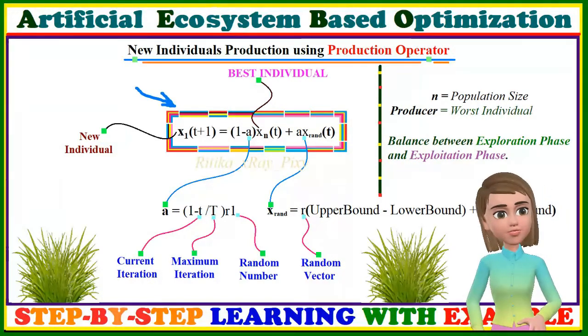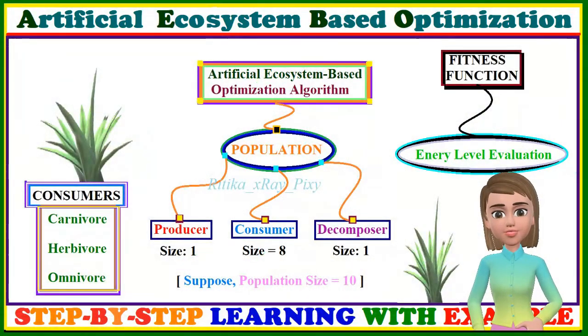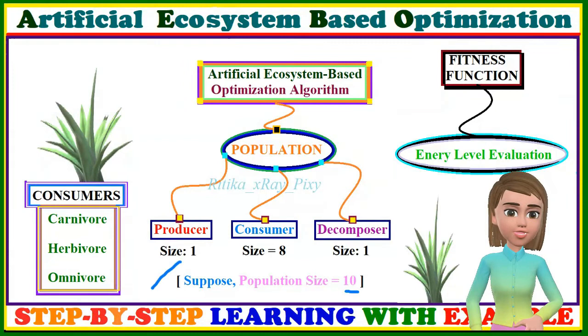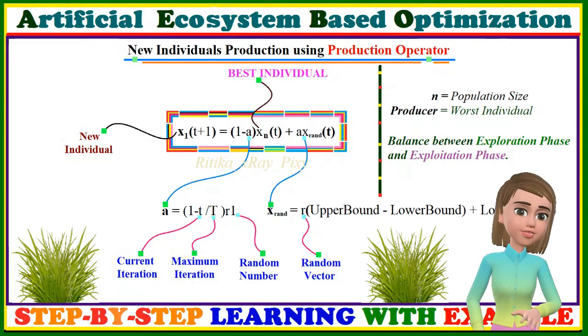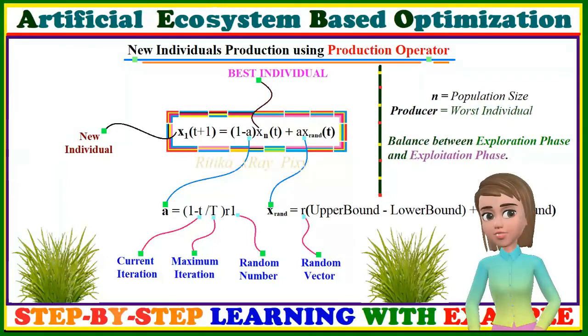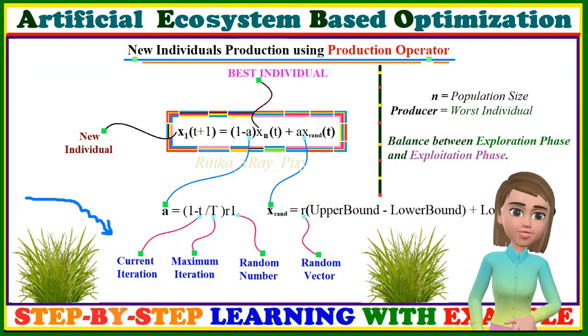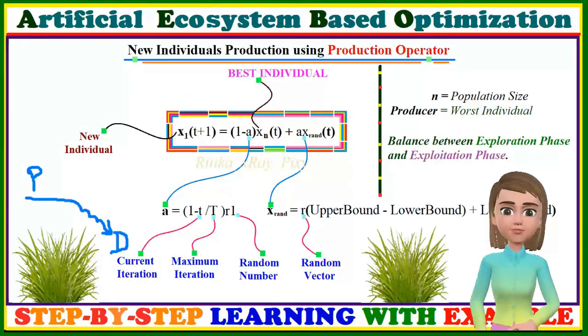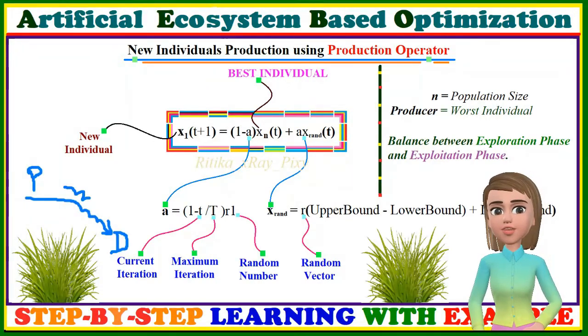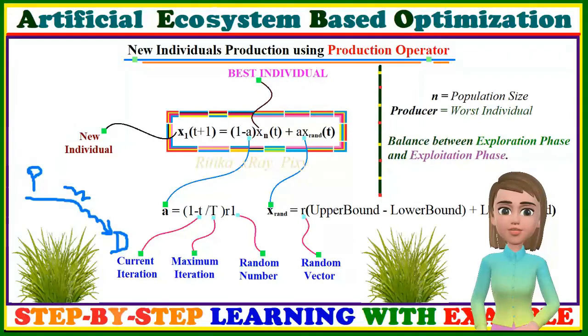As I told you earlier, suppose we have 10 individuals, then we have only 1 producer. Here you can see the value is x1. It means we have only 1 producer, and we will arrange all the individuals in descending order. When we arrange all the individuals in descending order, the producer is considered the worst solution. Decomposers are considered the best solution, and in between we have consumers. So first of all, as you can see here, this is the mathematical model that we can use to update the position for the producers.